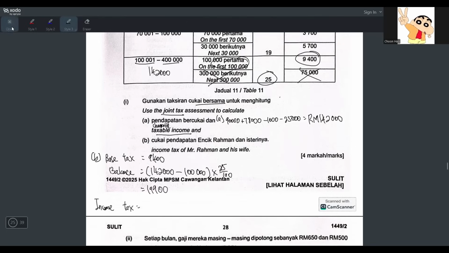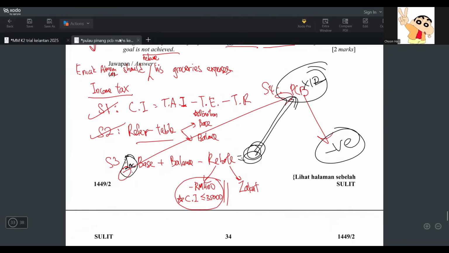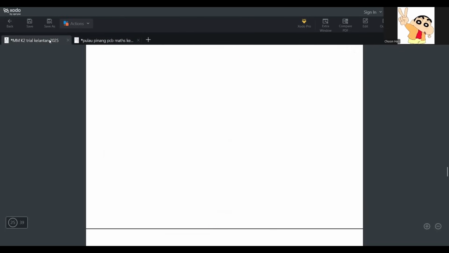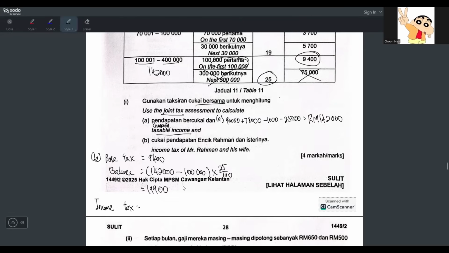Okay, now for step 3, you calculate your income tax. Let me open the notes for you one more time. Step 3, the income tax is what? Base tax plus balance tax minus rebate. And for the rebate, you have to check for both. There are 2 types of rebate. You check whether they are eligible for the 400 or not, and also check whether the question mentioned zakat or not, right? Okay, so let's continue. Income tax is base plus balance, so 9,400 plus 199,000. Now I have to minus rebate.